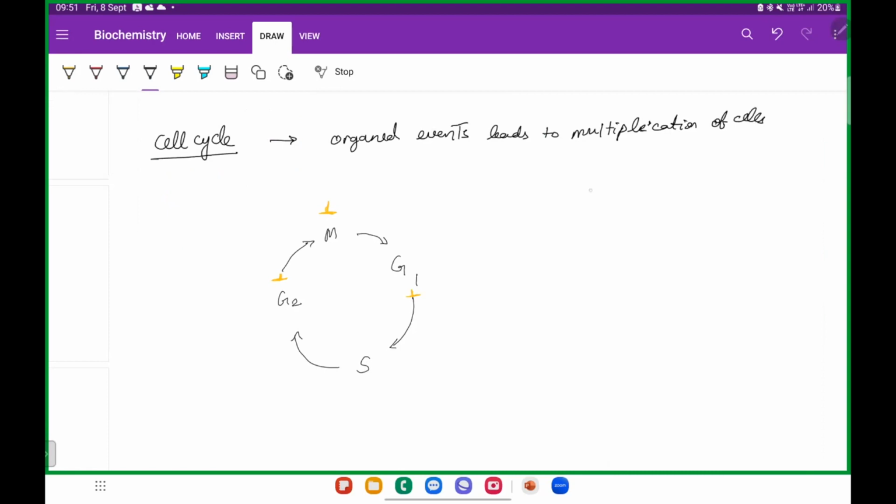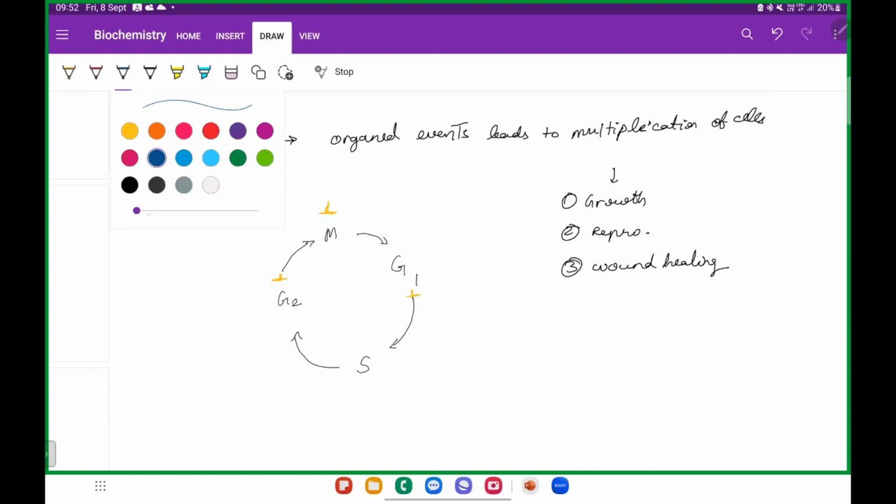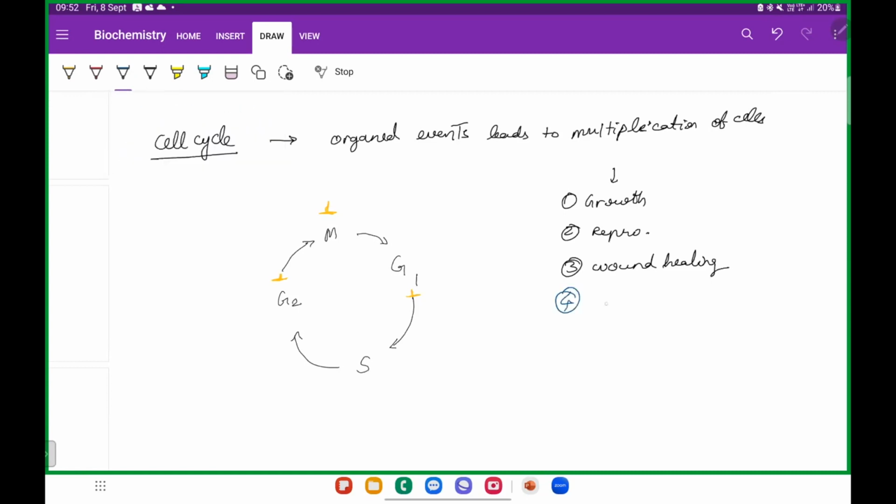They are going to be helping in the growth, in the reproduction, and in the wound healing. But unfortunately, along with all these good things, there is one bad thing also. What is the bad thing that we have along with this? The fourth one is going to be cancer.